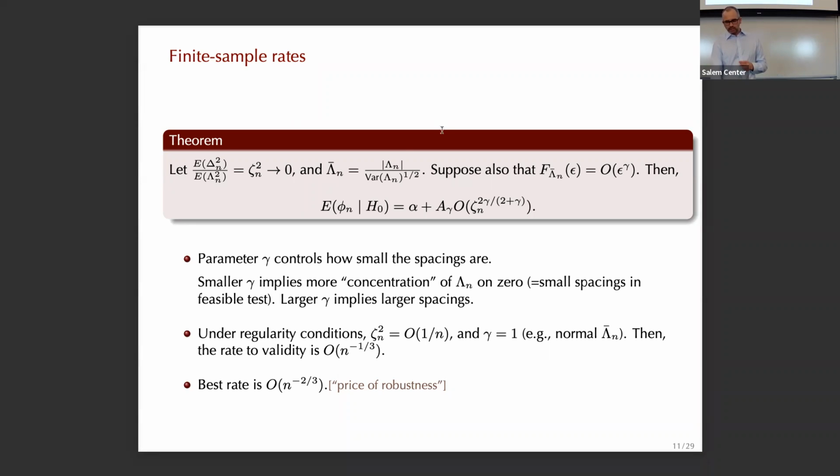Just to give you some idea about what this theorem is telling you, under regularity conditions, this is going to be 1/n typically, and suppose you have a test statistic that's normal under regularity conditions, this gamma is going to be 1. So the rate to validity is going to be n^(-1/3). It's pretty slow. And actually, the best rate that you can get is when gamma is very large, which would be n^(-2/3). Again, very slow.